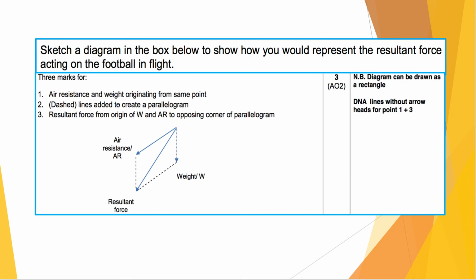So we've got, again, air resistance and weight from the same point. There's no football on this one. We've just got air resistance and weight. That doesn't have to be a dashed line. We then have dashed lines to create the parallelogram. That gave you another mark. If you didn't use dashed lines to create a parallelogram, you didn't get the mark. Also, note that if you just drew the resultant force, you don't get that 3rd mark. So we need the dashed lines for the parallelogram of forces, and we need the resultant force arrow, again originating from the same point as weight and air resistance into the opposite corner.